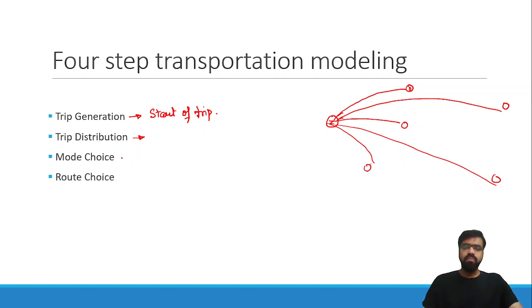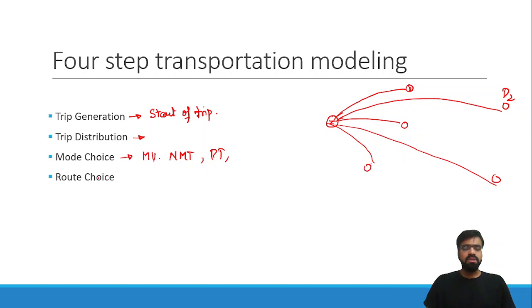Then we have mode choice. Mode means what type of vehicle you use in order to reach your destination. Mode can be a motorized vehicle, a non-motorized transport vehicle, public transport, or personal transport. So in this way we have the mode choice. So while you want to reach from Z to D2, what mode you choose is considered under mode choice.